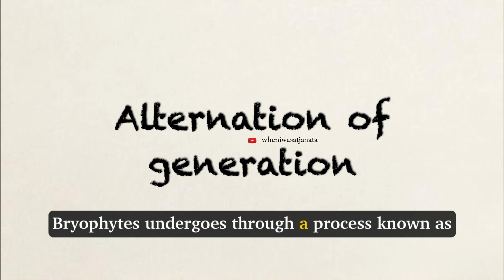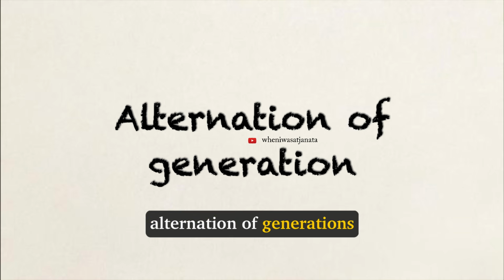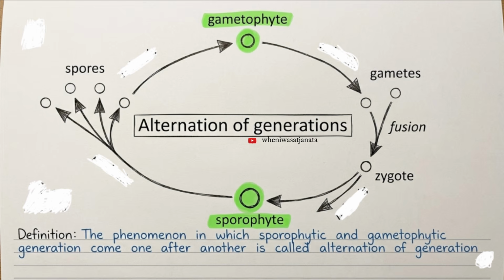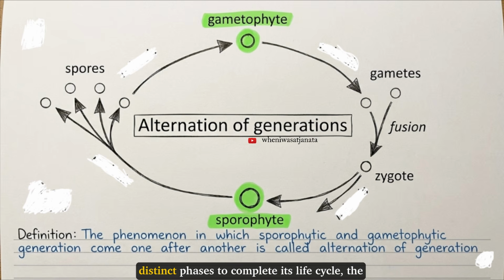Bryophytes undergo a process known as alternation of generations. The phenomenon in which sporophytic and gametophytic generation come one after another is called alternation of generation. This means the plant alternates between two distinct phases to complete its life cycle, the gametophyte phase and the sporophyte phase.